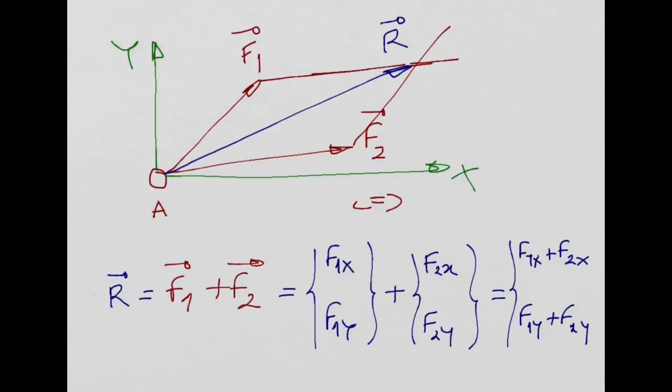So basically what I'm doing is I am adding 2 vectors. The way we add 2 vectors is by adding component by component of the vector. So adding component f1x with f2x, then I get the x component of my resultant. Then I add f1y with f2y, and then I get the y component of my resultant, right?